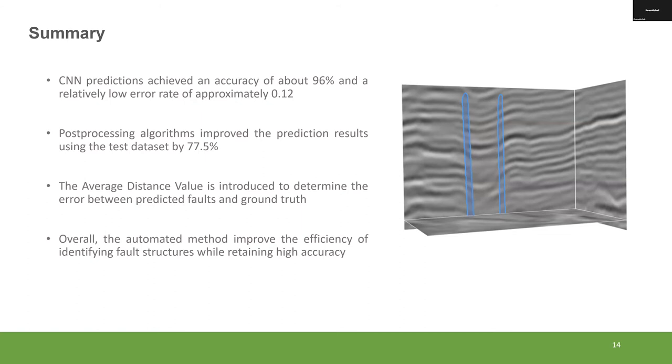The average distance value concept that we introduced in our method helped to determine the actual error between the predicted faults before and after post-processing with the ground truth. And as a result, the efficiency of identifying fault structure is improved using our model while retaining high accuracy.